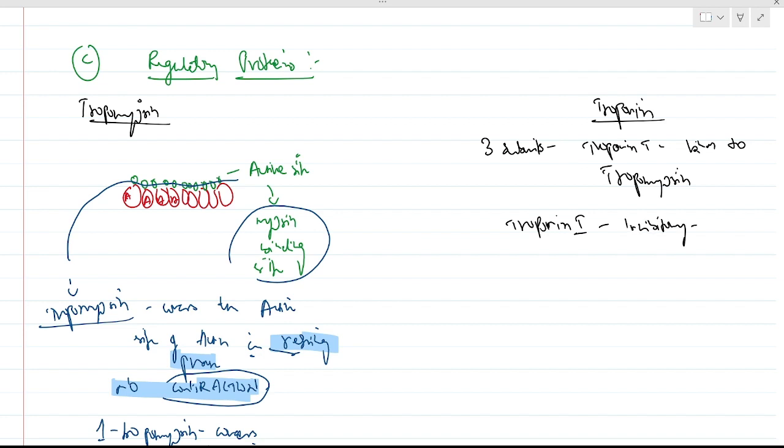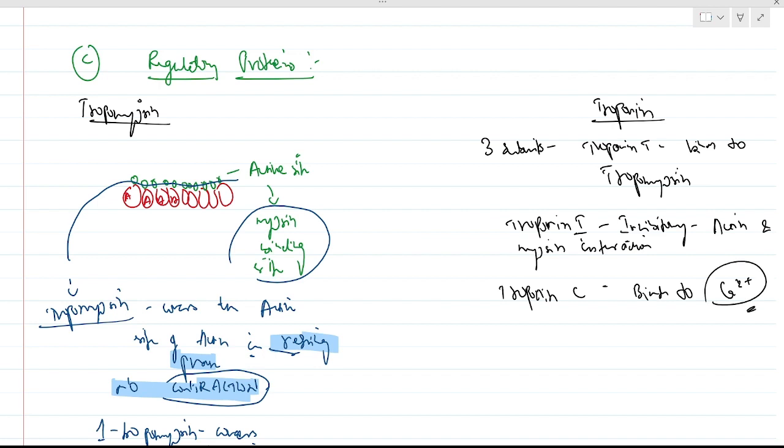What does this inhibit? This inhibits actin and myosin interaction. Troponin T, troponin I. The final form is troponin C. C for calcium. This subunit binds to calcium ions. This is the most important component in the contraction of our skeletal muscles.